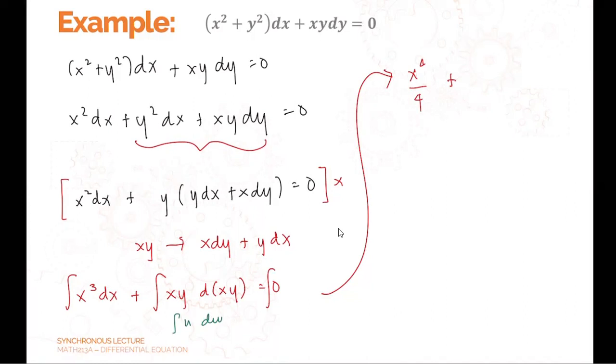So, this will be xy squared over 2 is equals to c. Or kapag simplify natin, this will be x to the fourth plus 2xy squared is equals to c. So, this will be our equation now. Okay?